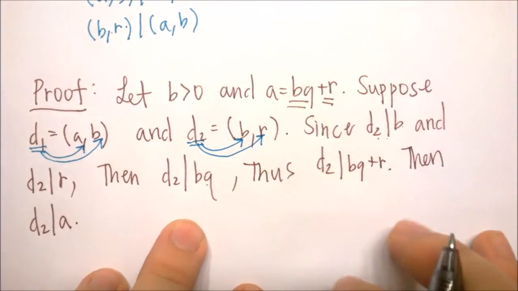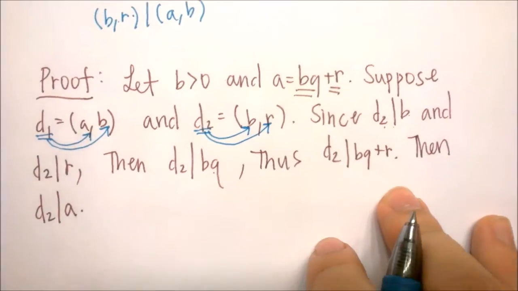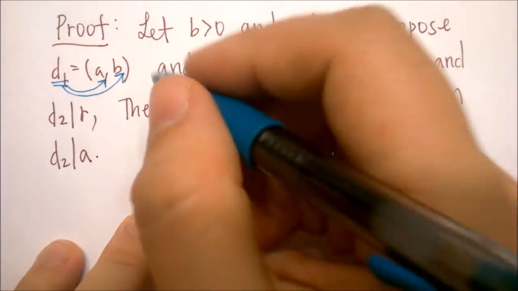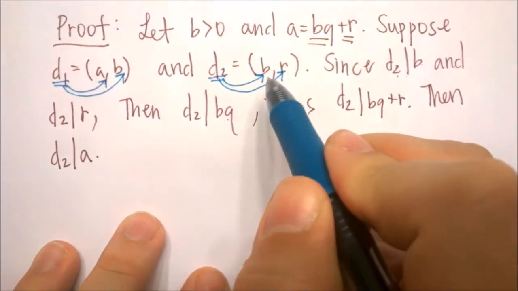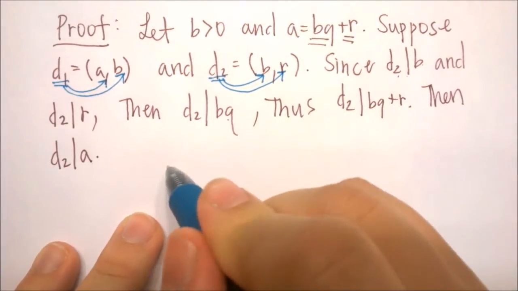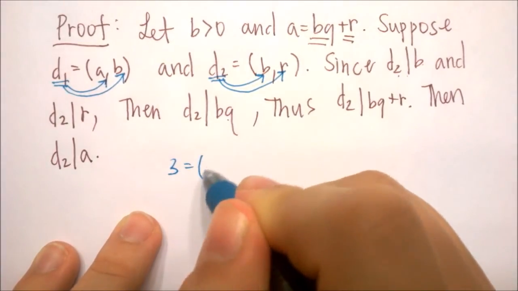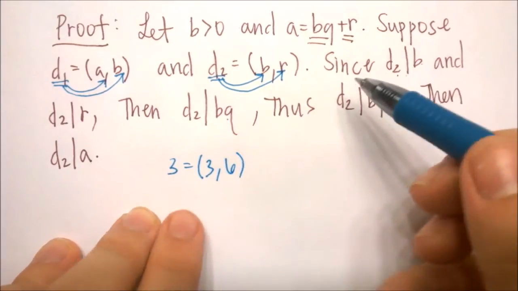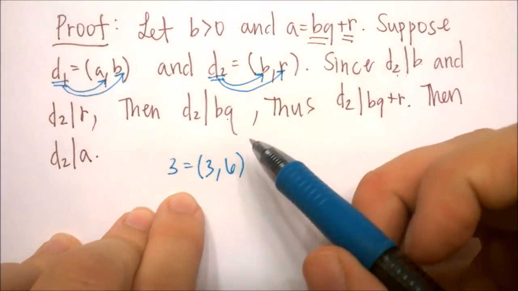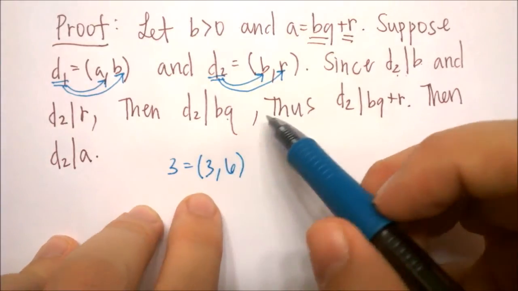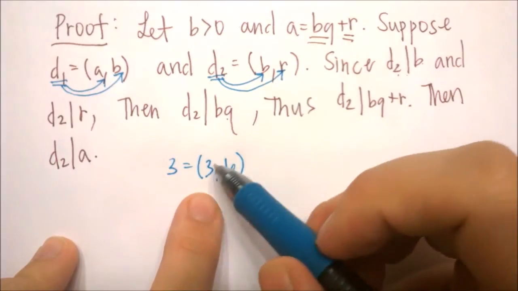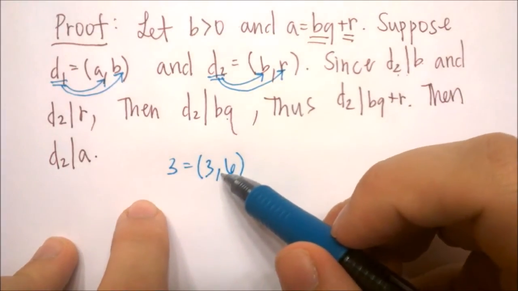Okay, if this is becoming a little confusing because we're throwing around different variable names, and you're not super comfortable with divisibility yet, put in numbers. So say b, r, and D2: let's say 3 is equal to the GCD of 3 and 6, which is true. Well, if you needed some convincing that the GCD divides both numbers here, 3 divides 3 is true, it's 1.